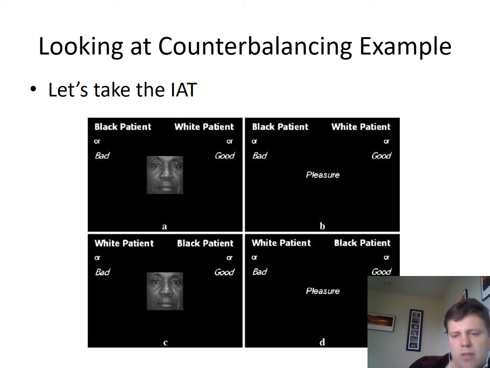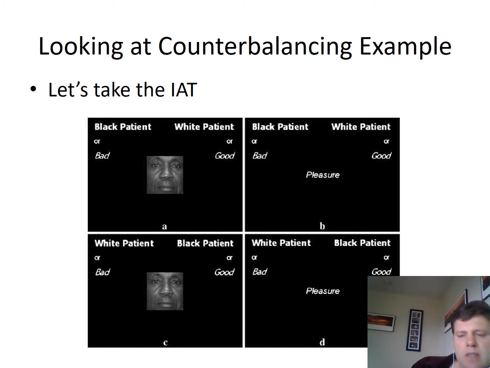When you see black faces paired with bad words, and white faces paired with good words, you're supposed to, in this test, categorize these faces with either the letter E or I, E being on the left-hand side, I being on the right-hand side, as quickly as you can, depending upon what you see. So in the lower left-hand corner, you see a black face, so you're supposed to hit the letter E. In the right-hand corner, because it's a positive word, you hit the letter I.